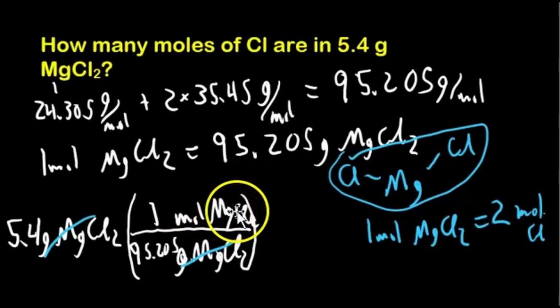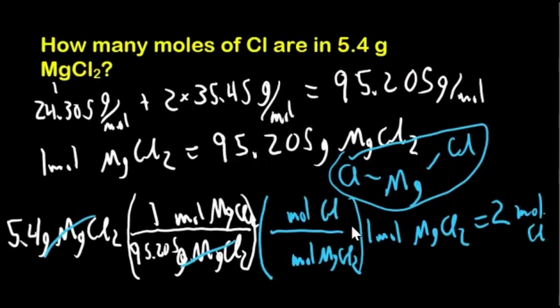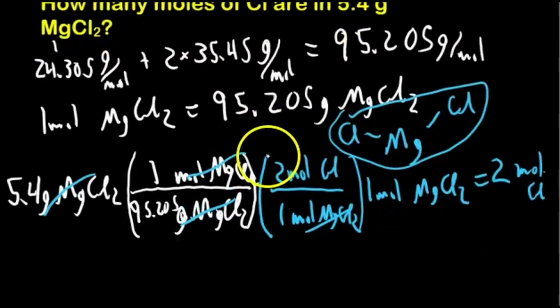So we have moles of MgCl2, but we want moles of chlorine. So we'll multiply this by our factor. Now we want to cancel out moles of MgCl2, so we'll write that in first. Moles of MgCl2. Sorry, this is messy. And we want moles of Cl. That's what we want to end up with. And there are 2 moles of Cl for every 1 mole of MgCl2. MgCl2 cancels out, and we're left with this here.